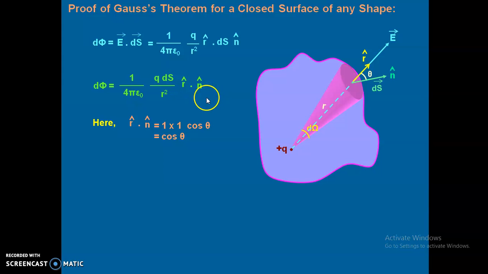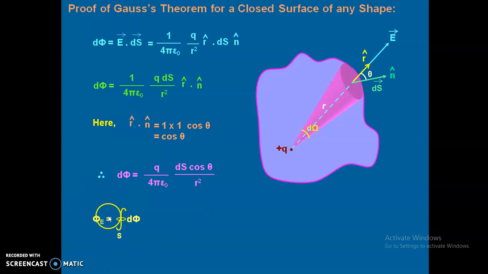Now, the value of the dot product of r cap and n cap will become 1 when both are acting in the same direction, but here we can see both are not acting in the same direction; they are acting at an angle theta, so that's why cos theta is written over here. But the magnitude of these unit vectors is 1 only, so 1 into 1 cos theta. So therefore, what can we write? dφ is equal to q upon 4 pi epsilon naught, which we have taken together, dS cos theta by r square, right?